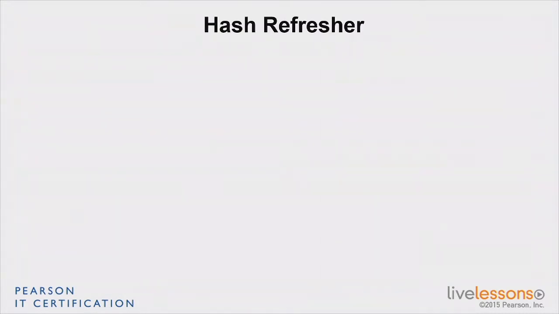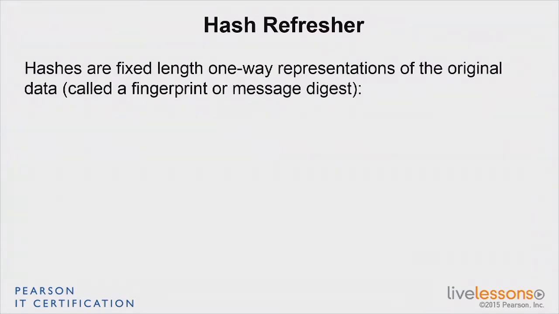Now we're using the term hash, so let's just do a little hash refresher. Remember, hashes are a fixed length, one-way representation of the original data. They're also called a fingerprint or a message digest. Now I want to stress that hashes are one-way, which means that we can't recreate the original data from the hash. In a hash attack, we're comparing hashes in order to discover the original data.